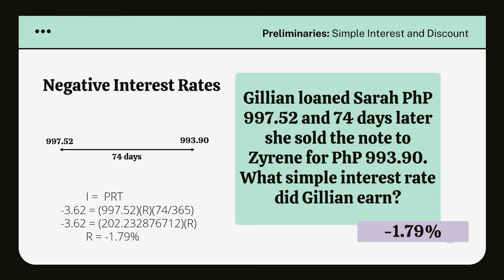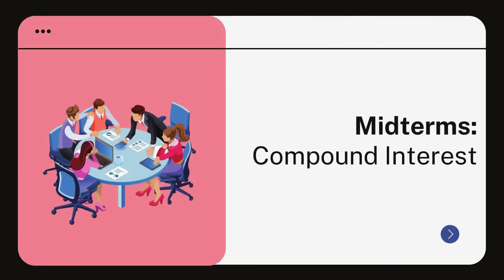And with that, we're done for preliminaries. Next up, midterms. Compound interest.